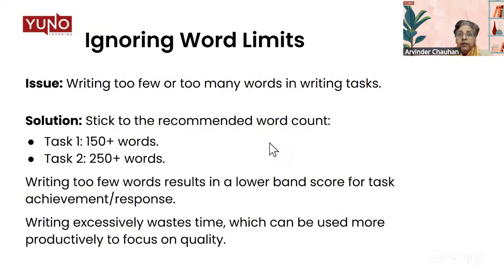Yeah, again, a very, very important one. Ignoring word limits. Now, word limits are really very important, right? So what is the problem over here? Writing too few words or too many words in the writing tasks. Now, what happens?